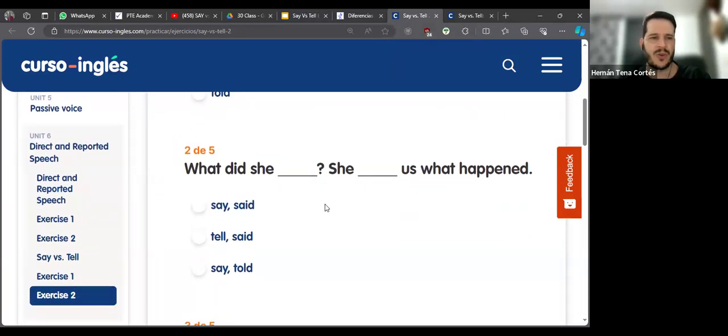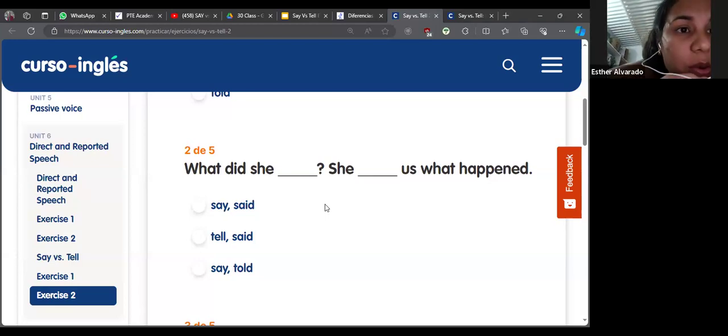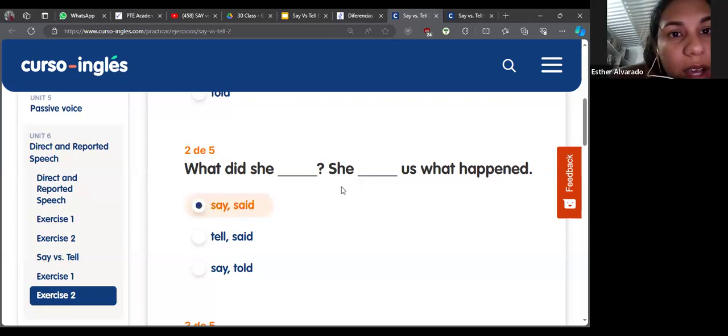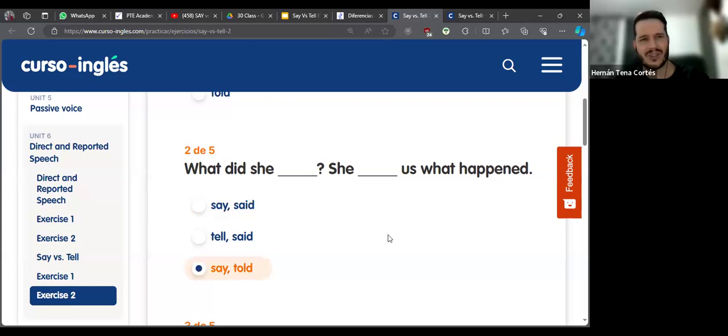I'm going to go to Esther. Esther, what do you think here? What can we do here? What did she say? Very good. She told us what happened. Very good, Esther. Very good. What did she say? ¿Ella qué dijo? Ella nos dijo, sería told.